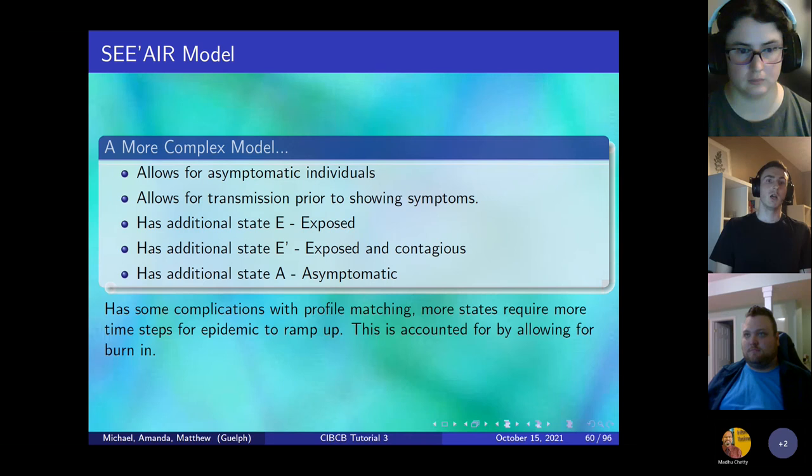The results of this use a model that is much more complex than SIR. It's called SE E-prime AIR. It allows for asymptomatic individuals. It allows for transmission prior to showing symptoms. And it has those states. It has an additional state E, which is exposed. It's a point where you're exposed to the virus, but you are not able to transmit it. There's a state E prime where you're exposed, contagious, but not symptomatic. It has the additional state asymptomatic as well, which allows for people who are infected to never show symptoms.